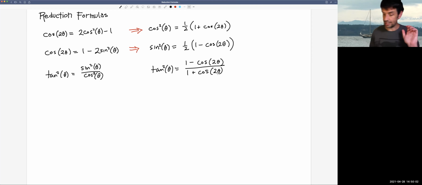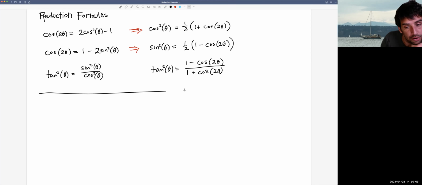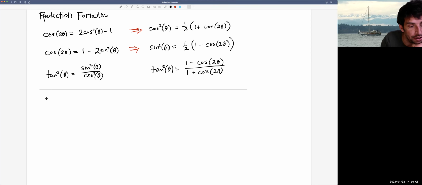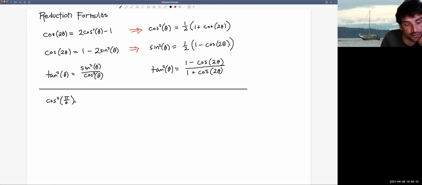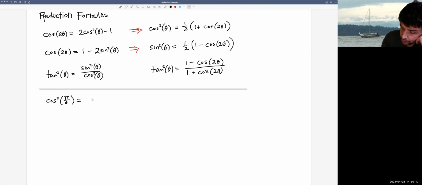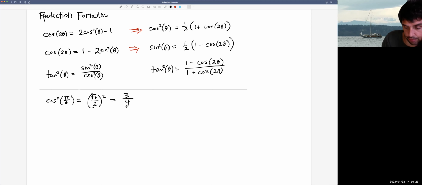Let's just do a couple of quick examples. For instance, let's start with something we know. From the unit circle, if we were doing cosine squared of pi over 6, we know that cosine of pi over 6 is root 3 over 2. We're squaring it, and we'd get 3/4.